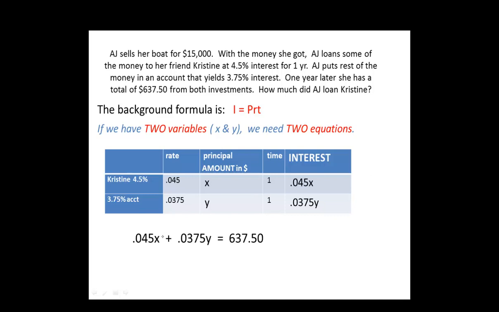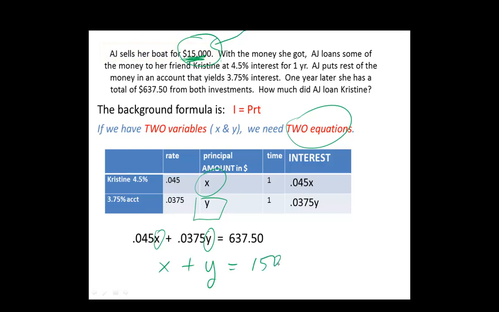Now, since we have two variables, here's our two variables, we need two equations. So we need another equation here. So let's see what else we know. Well, here's a fact that we haven't used yet. Altogether, she has $15,000. That's all the money. Some was loaned to Christine, some was put in the other account. Altogether, $15,000. So we have another equation here, which is x plus y equals 15,000. That's our second equation.